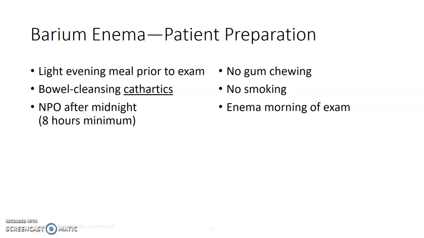So NPO after midnight. 8 hours minimum, similar to an upper GI, right? No gum chewing, no smoking, and then they take an enema the morning of exam.